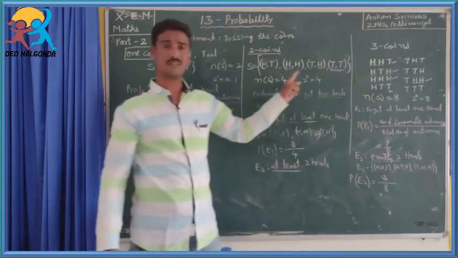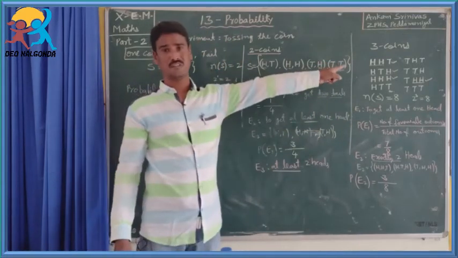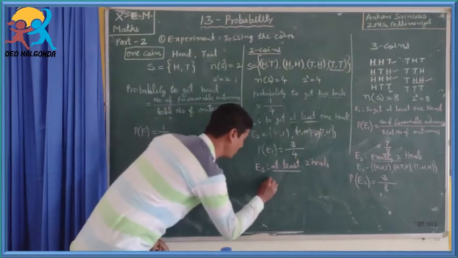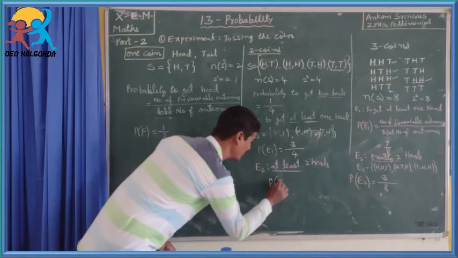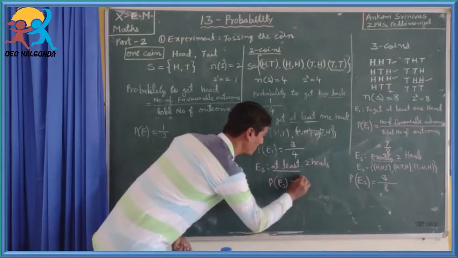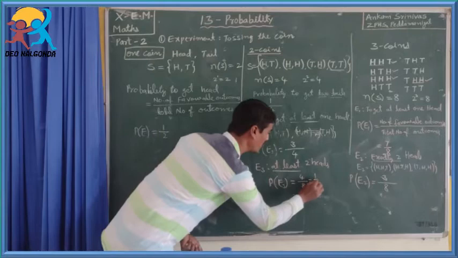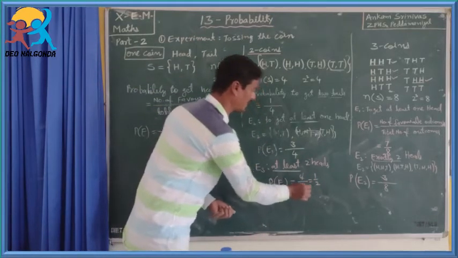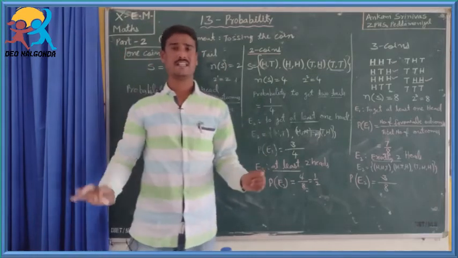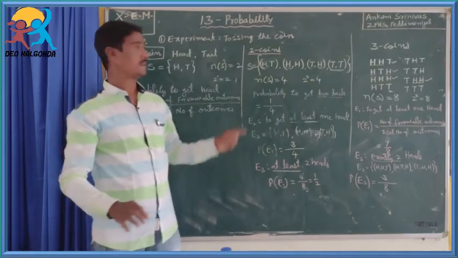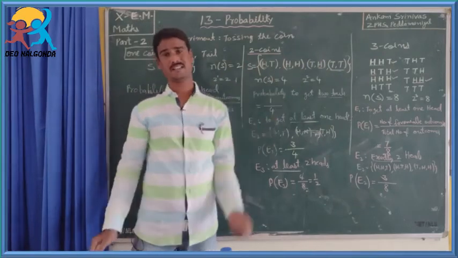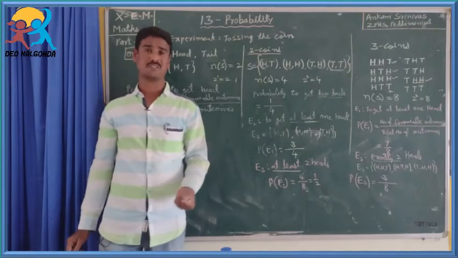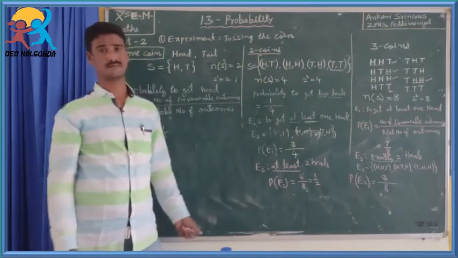So what are the total favorable outcomes here? 4. What is the total number of outcomes here? 8. So what is the probability of the third event? Equal to 4 by 8, equal to 1 by 2, because 4 ones are 4, 4 twos are 8. Very easily you can solve the problems that depend on tossing the coin. This experiment's problems are very easy. It may come as a 1 mark question, half mark question and 2 mark questions also.